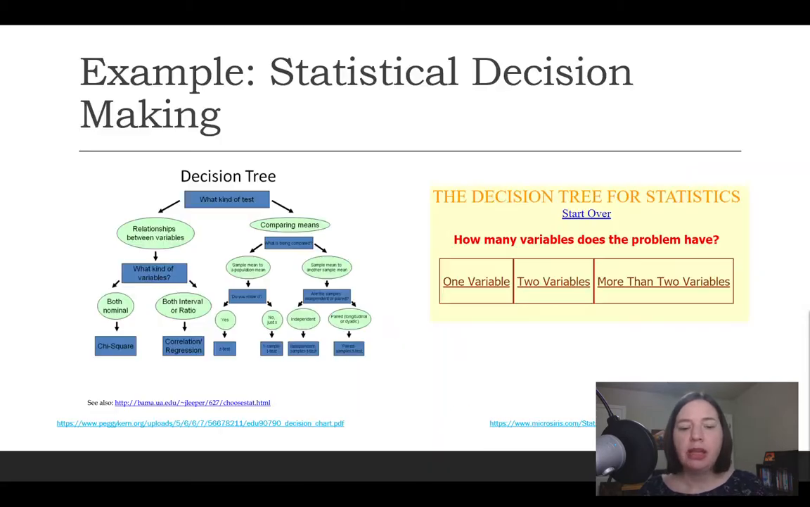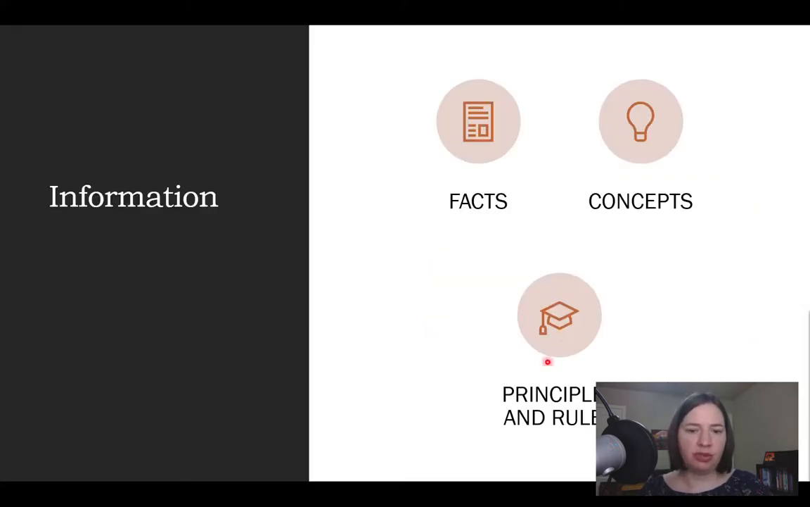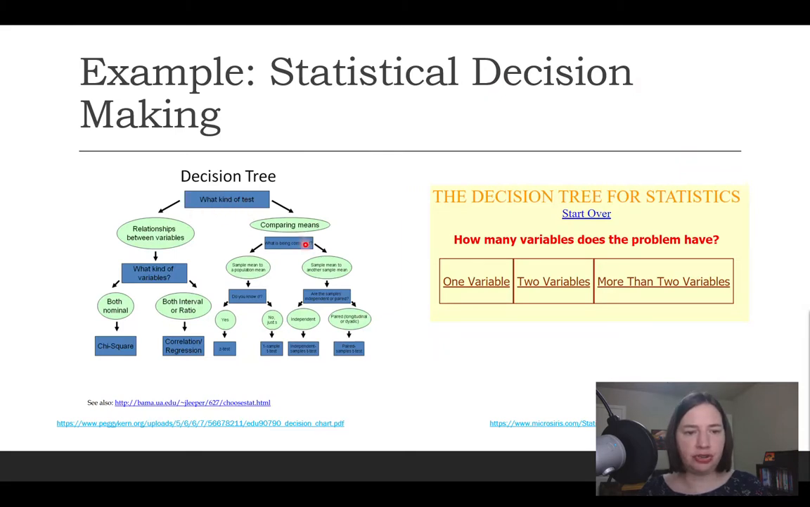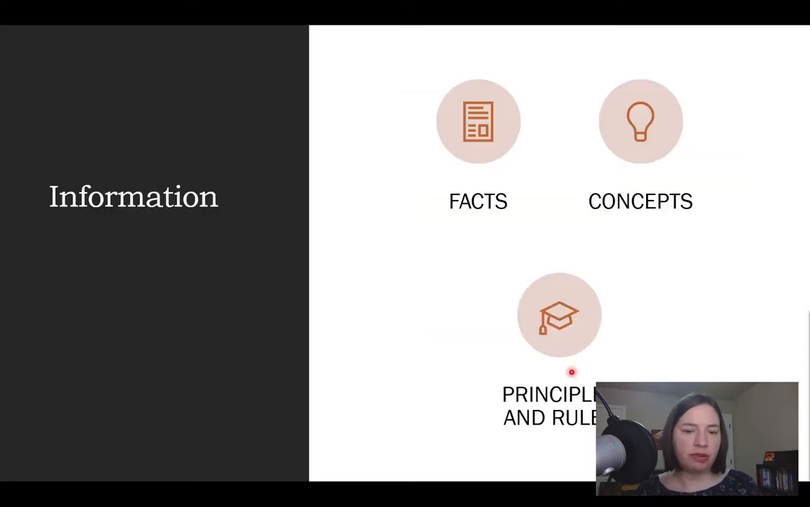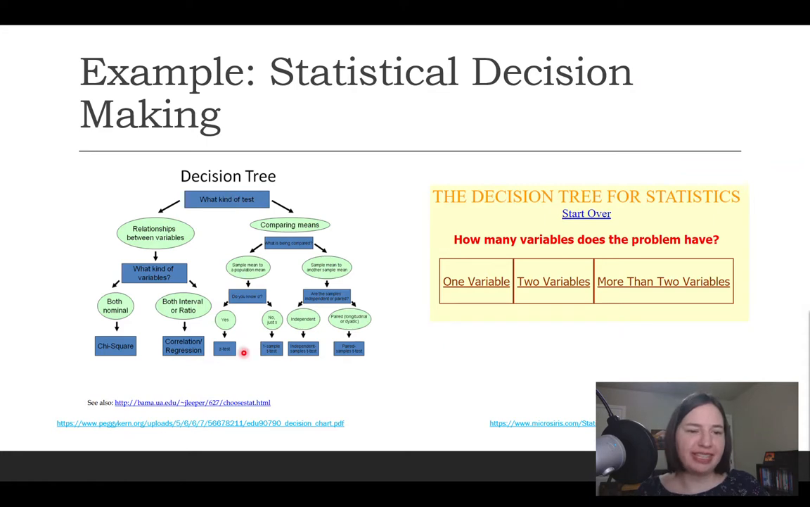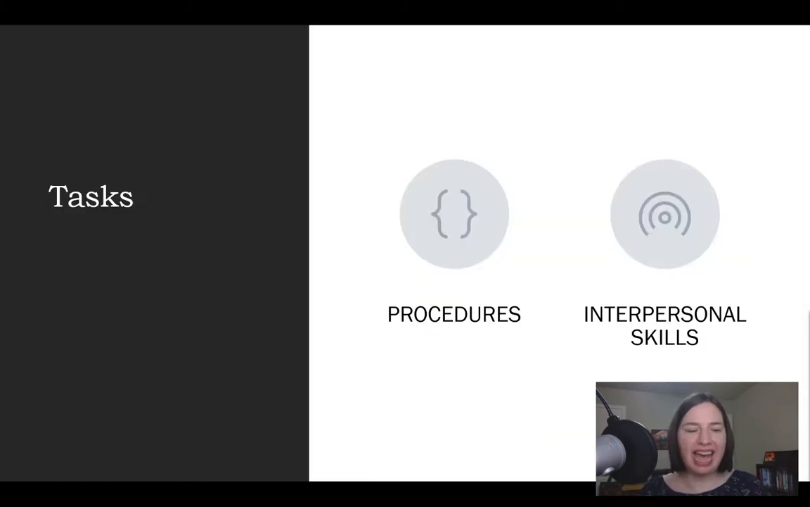For example, one popular way to do this in statistics is to learn the information or the facts about different statistical procedures. And then when it's time to get to the principles and rules, use a decision tree that helps you decide which type of test to use. This is an instructional design that supports coming to understand those concepts and those principles and rules. There's a lot online you can see, but that comes from talking to experts and breaking down how they think about statistical problems. The other two are more task-oriented, and those are procedures and interpersonal skills.